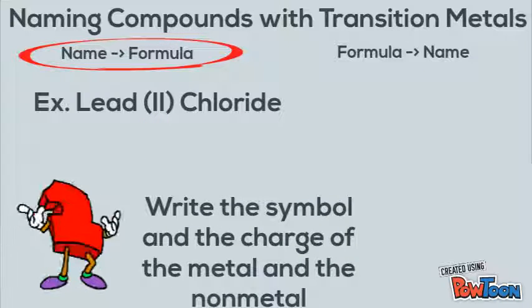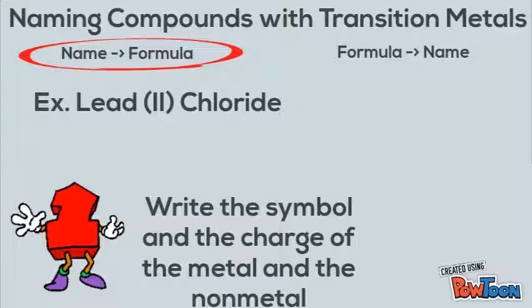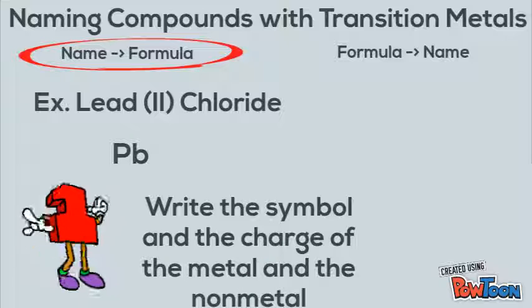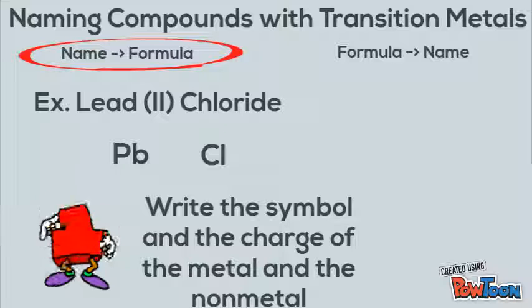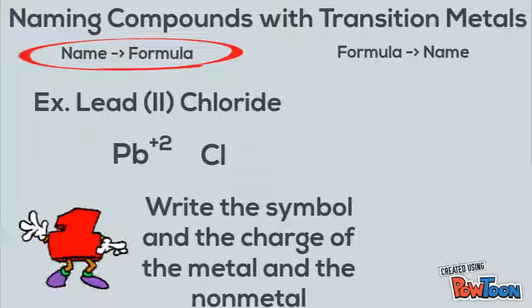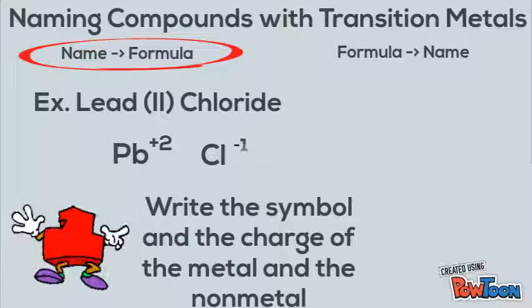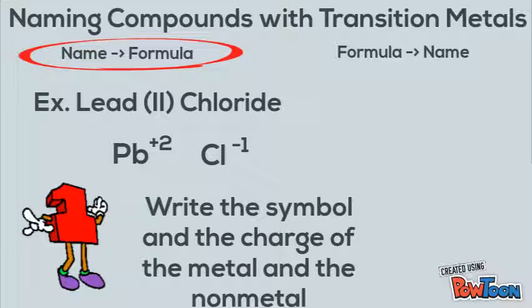So step number 1 is to write the symbol and the charge for the metal and the nonmetal. From the periodic table we know that lead is Pb and chlorine is Cl. The Roman numeral 2 tells us lead is a +2 charge, and its location on the periodic table tells us chlorine is a -1 charge.